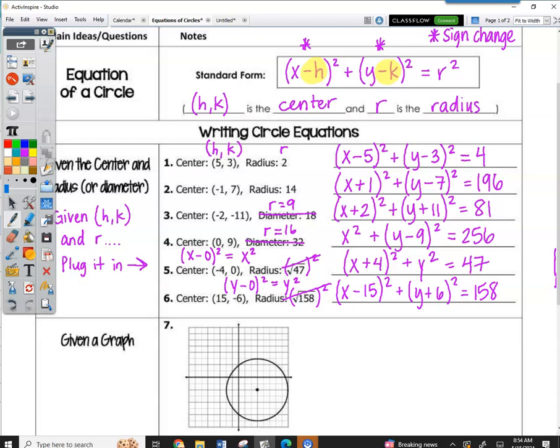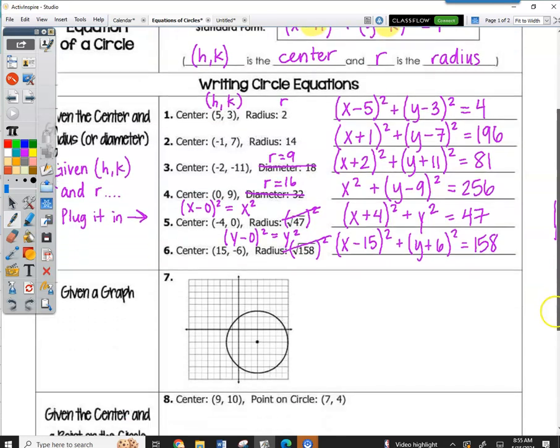Looks really complicated, but it's not. You just need to watch if it's a diameter. Don't accidentally square the diameter. You need to cut that in half, then square it. If it's a radical, you just need to remember that if you square a radical, they cancel. So it ends up being nice.